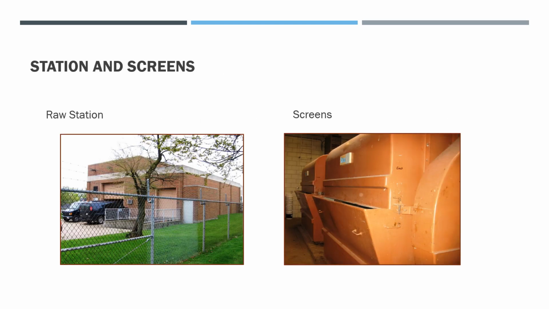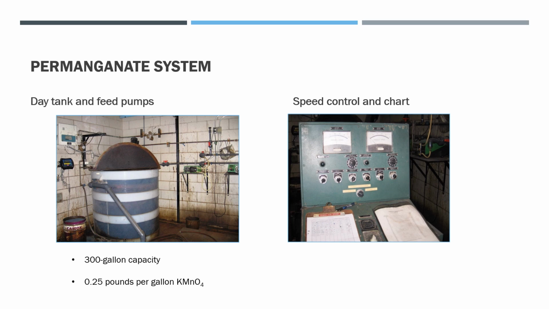There's the raw water station. There's some of their screens, process, and there's their permanganate system. You notice you have a day tank with a 300-gallon capacity. And they typically make the permanganate solution to 0.25 pounds per gallon.